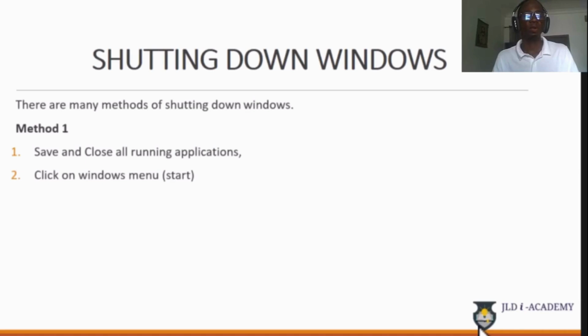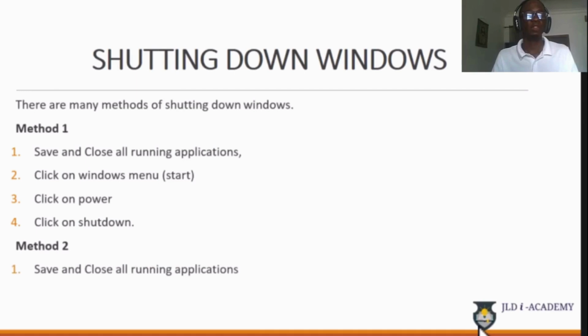Secondly, click on Windows menu or the start menu. Then click on Power. Then you click on Shutdown. So basically, this is the first method of shutting down your Windows. Now the second method, just as important as it is, you save your document or application and close all running applications.